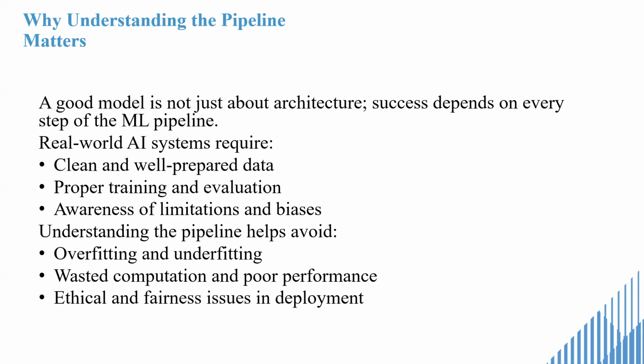So in the real world, an AI system requires clean and well-prepared data, proper training and evaluation, awareness of limitations and biases. Understanding the pipeline helps avoid wasted computation and power, performance problems, and ethical and fairness issues in deployment. So you have to be sure that there is no overfitting and underfitting. What are those? We'll study now.